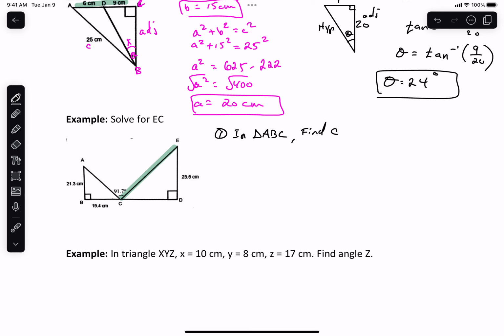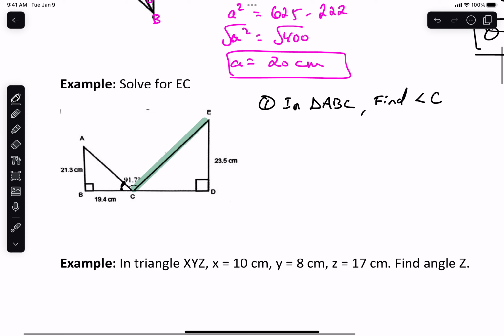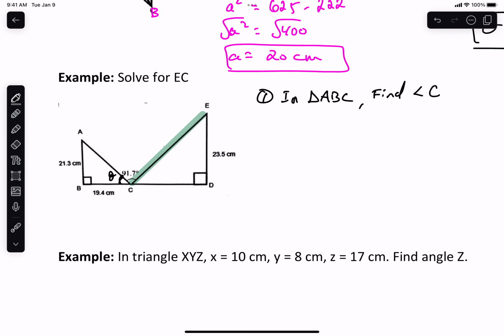You can find side length C. Oh, sorry. Not side length C. Angle C. Okay, if I find this, why might I be interested in that little component down in angle C? We'll call it theta. Because you can find the angle and then find the remaining degrees of 180 for the other angle. Yeah, so if I find theta, then I could find what we call phi.